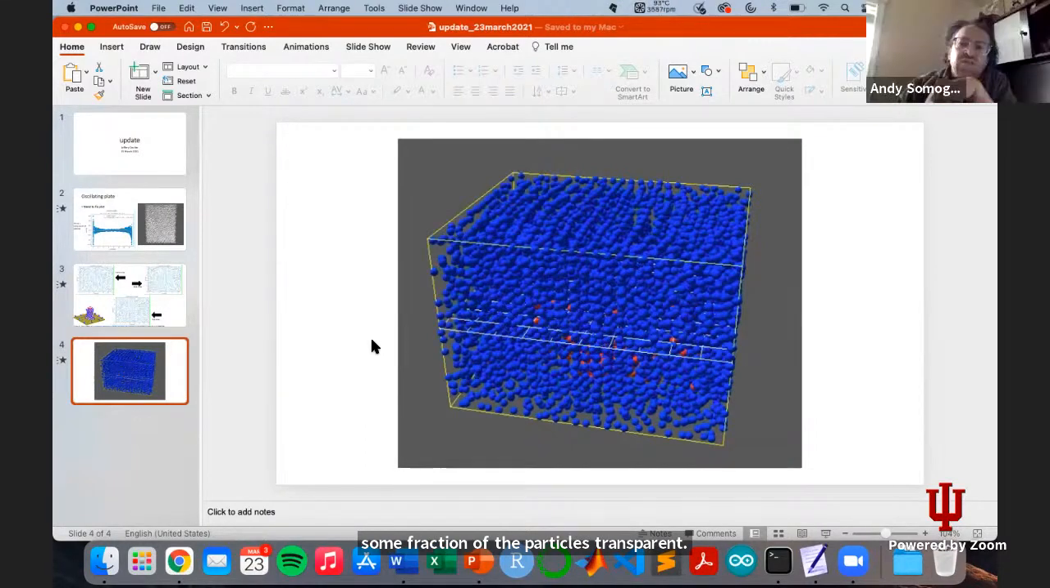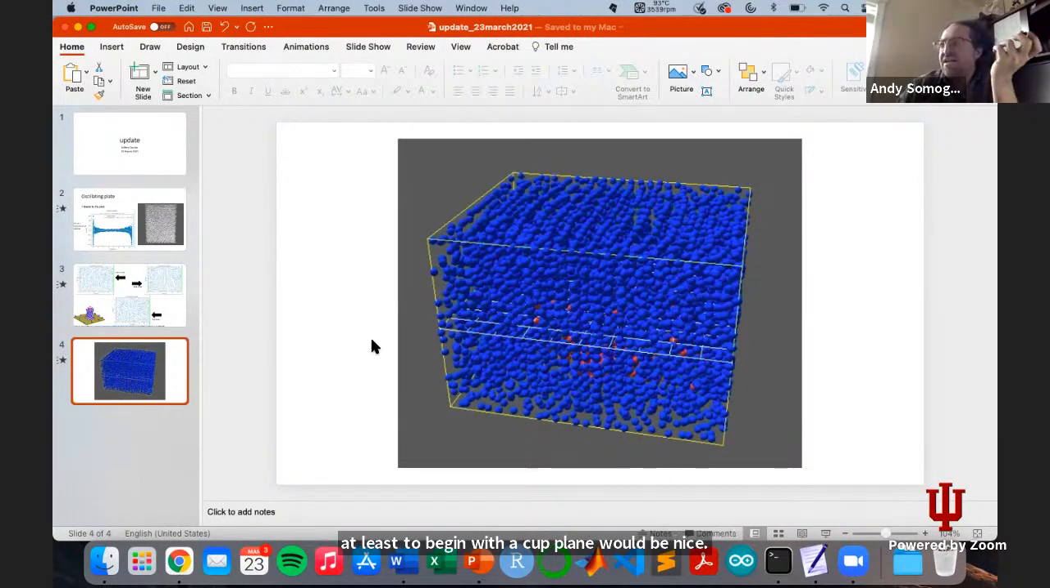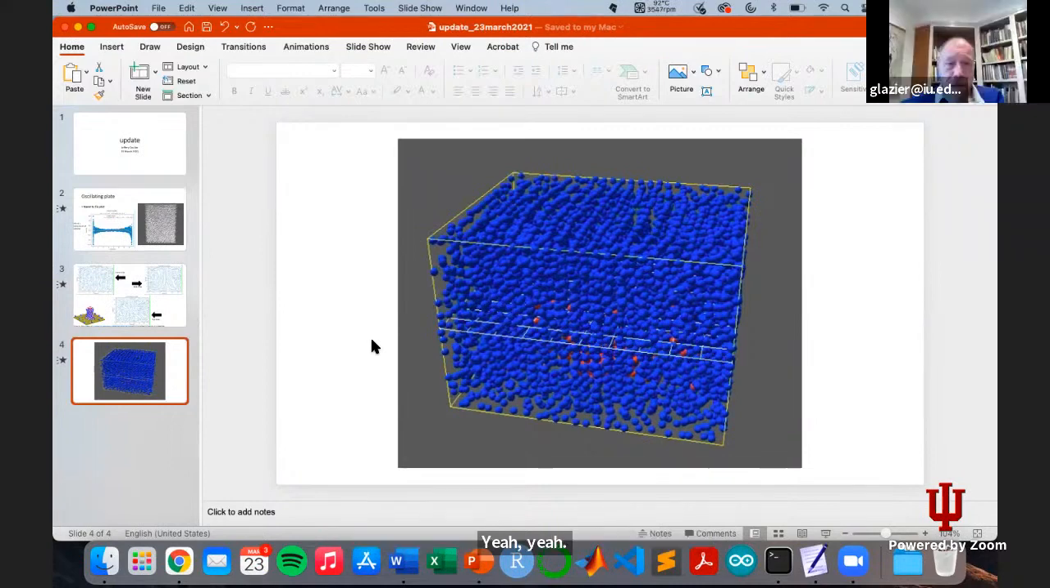Mm-hmm. Yeah, and then what I'll try and get to probably next day or so, is in the style object I could add a slice plane, a cut plane. I mean, of course, there are all these possibilities. You might want to take out a quadrant or something, but at least to begin with, a cut plane would be nice. Can we look back at slide 3 for a second?